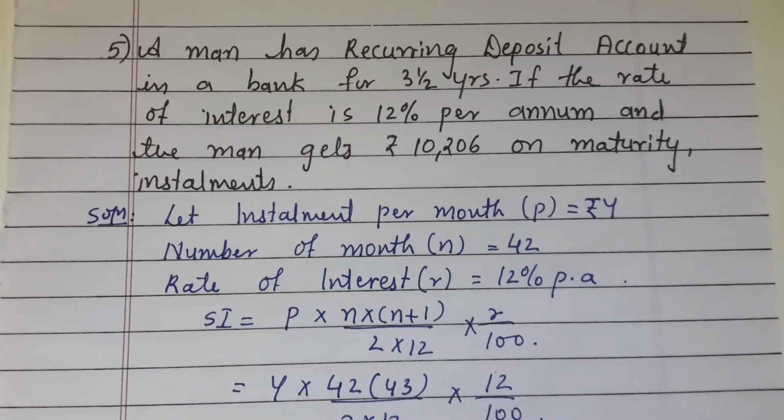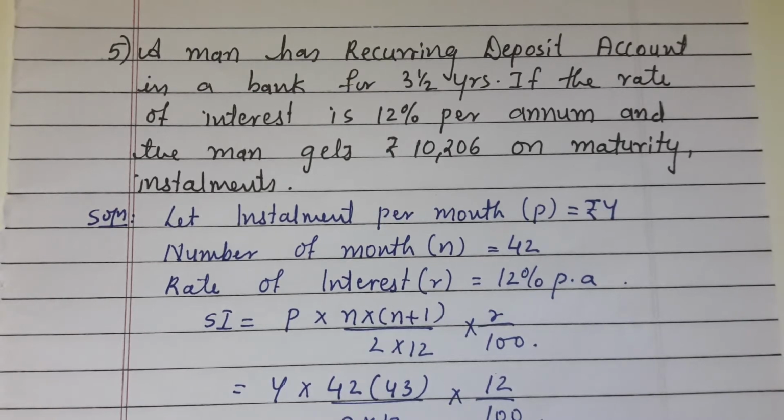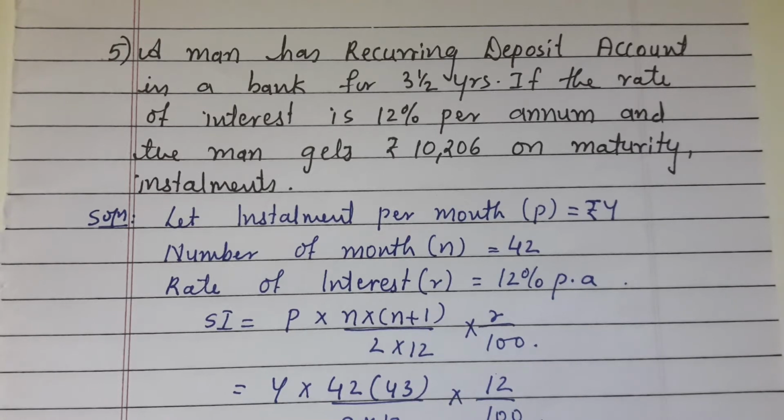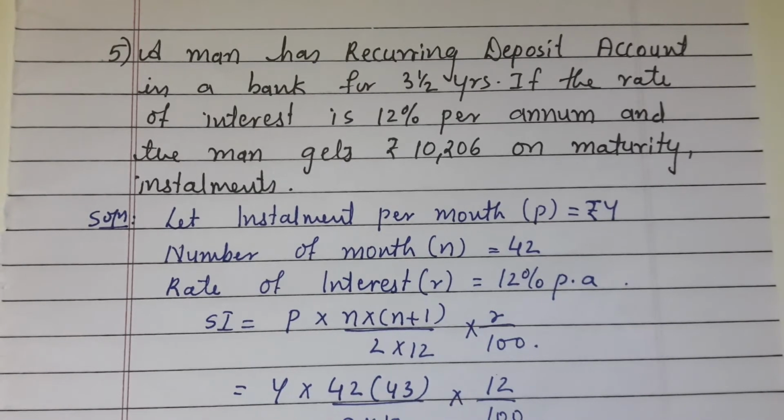Sum number 5. A man has a recurring deposit account in a bank for 3.5 years. If the rate of interest is 12% per annum and the man gets rupees 10,206 on maturity, find the installment.